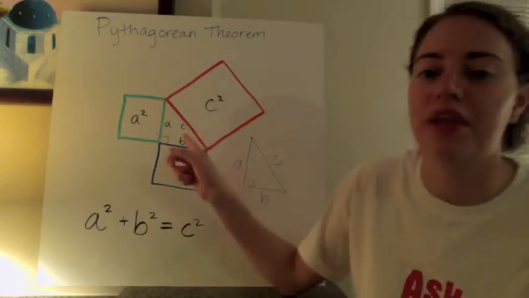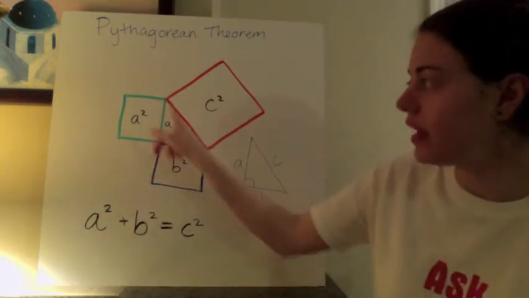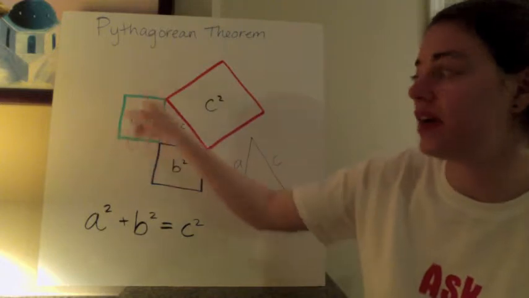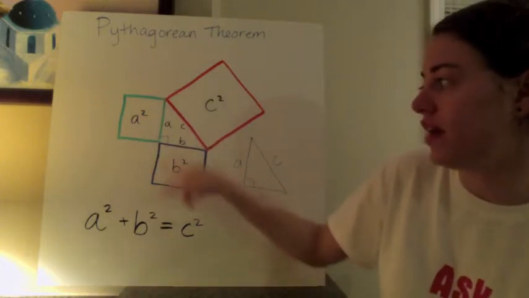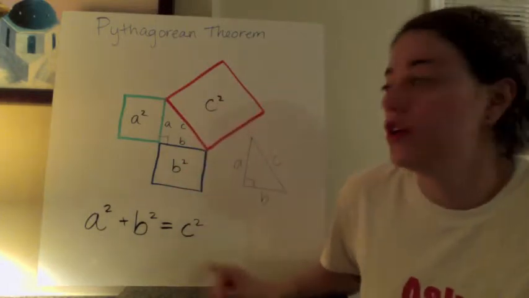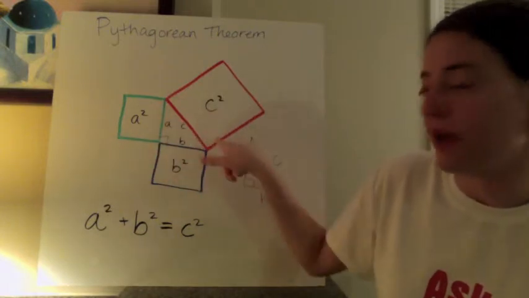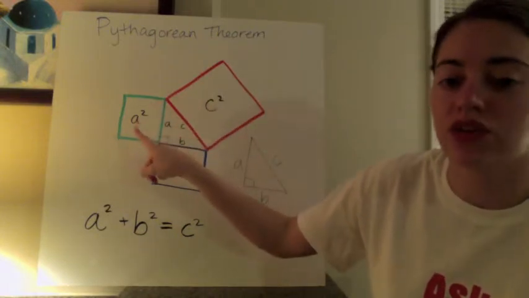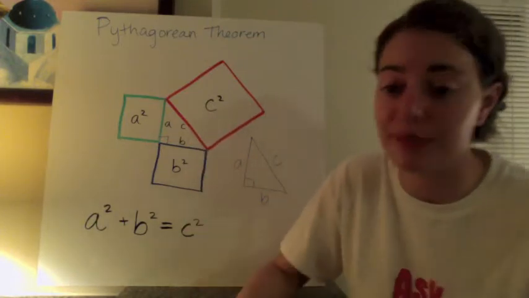So this diagram here sort of visually represents what the Pythagorean theorem is stating. A squared is the area of this green square. B squared is the area of the blue square, and C squared is the area of the red square. This leg squared plus this leg squared is equal to my hypotenuse squared. My green square plus my blue square is going to have the same area as my red square.